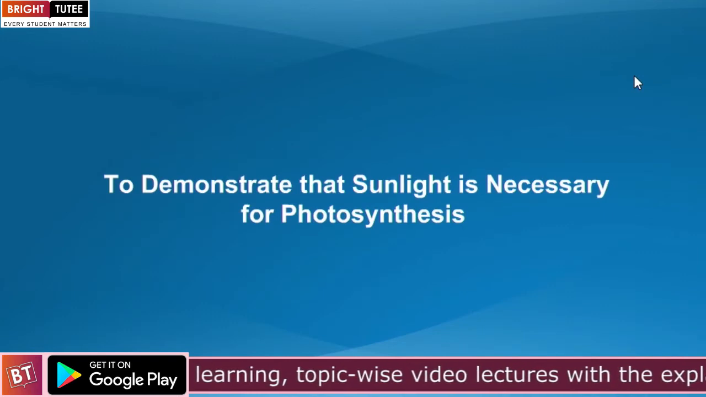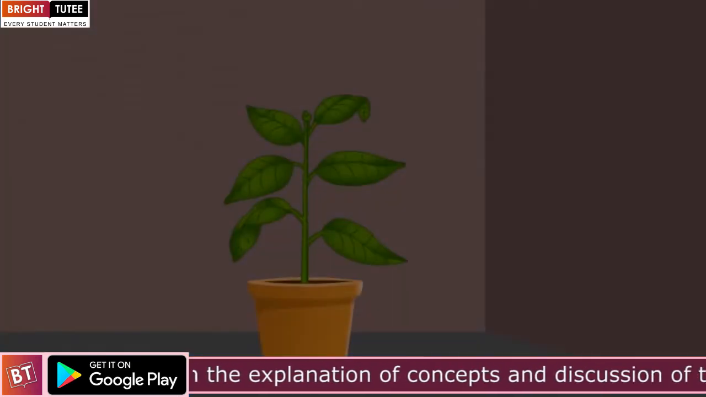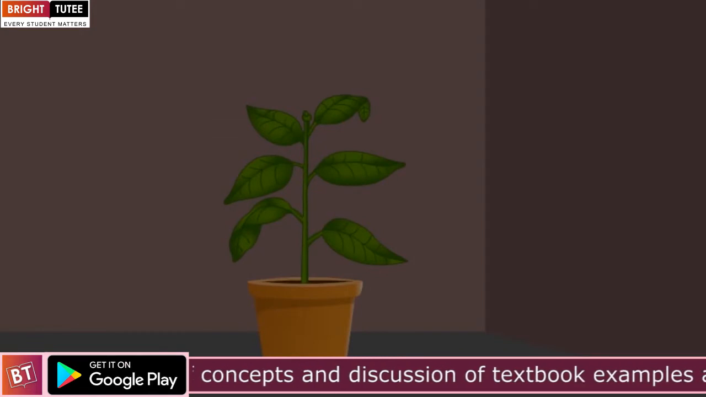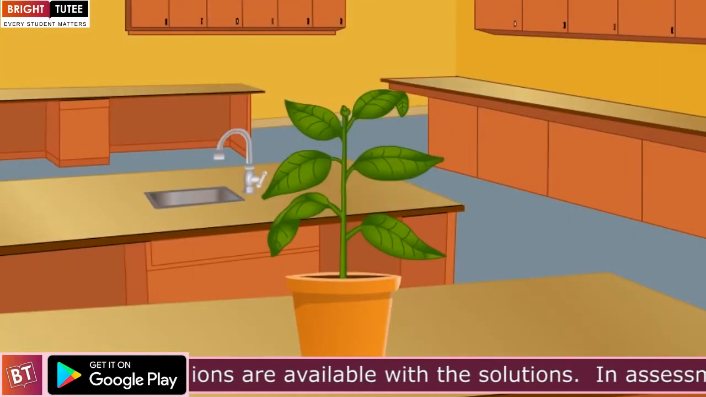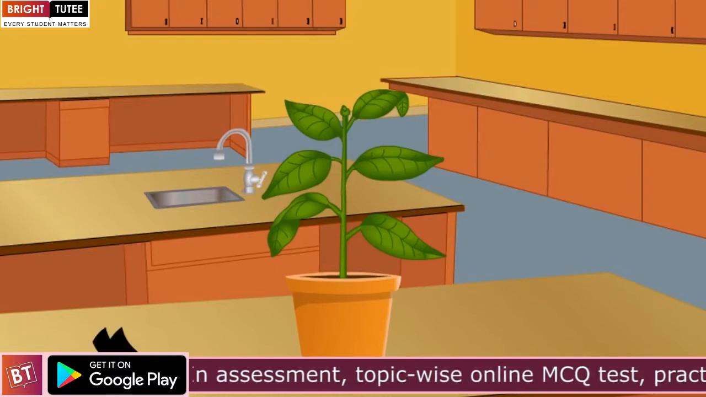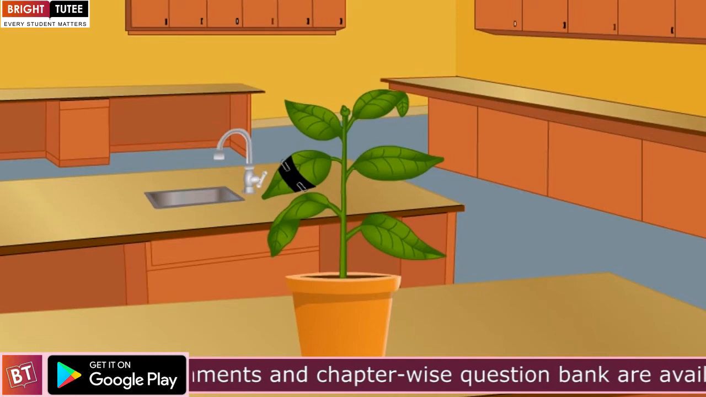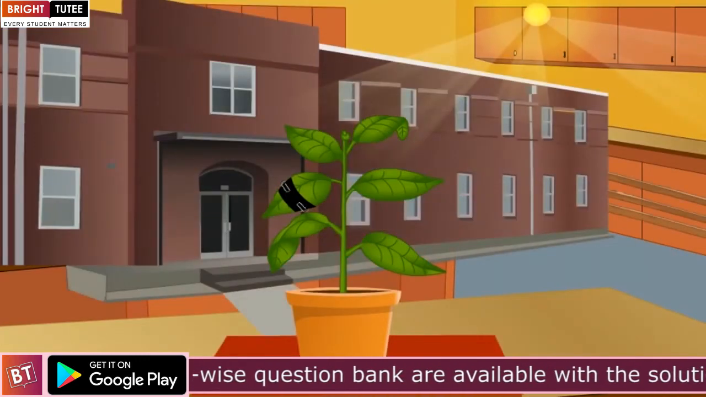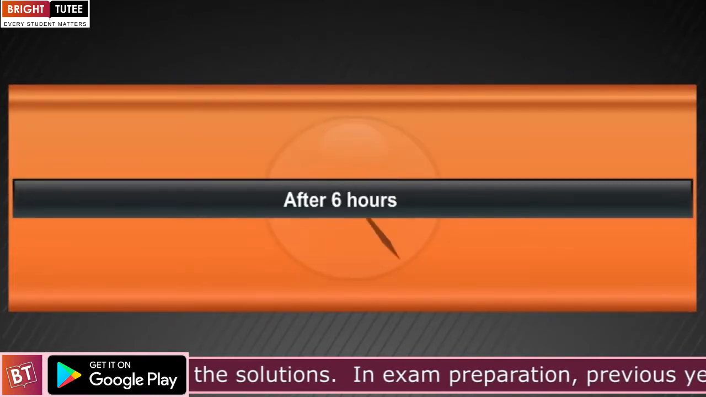To demonstrate that sunlight is necessary for photosynthesis. Destarch the potted plant by keeping it in dark room for 72 hours. During this time, all the stored starch is utilized by the plant. So there is no stored starch in the plant. Now, cover a portion of the leaf with the dark paper and use pins to put that paper. Now, put this plant in sunlight for about 6 hours so that photosynthesis begins.